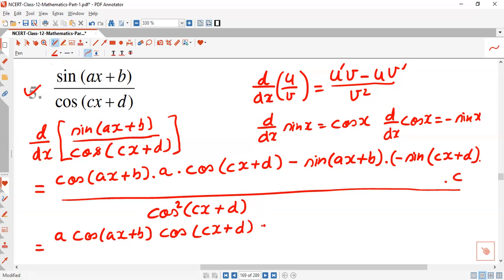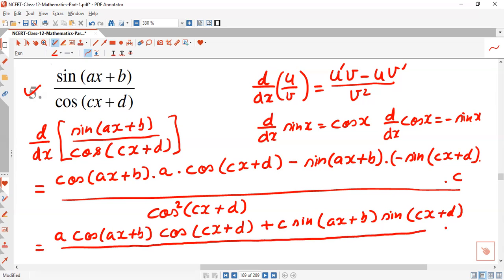Minus sign, plus sign, and c is a real number, so take the constant outside: sin(ax + b) sin(cx + d), over cos square(cx + d). Only rearranging the terms, nothing else we are doing here. This is the answer of this question. I hope you enjoyed and understood this question.